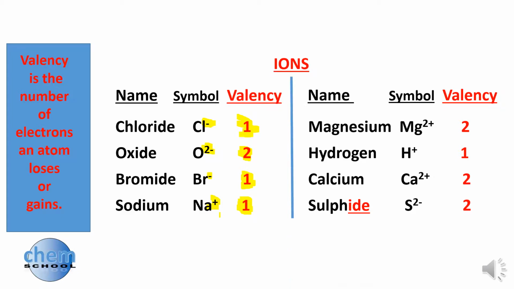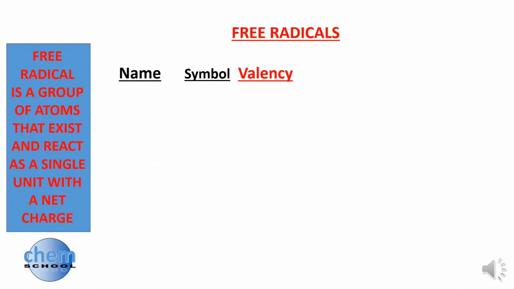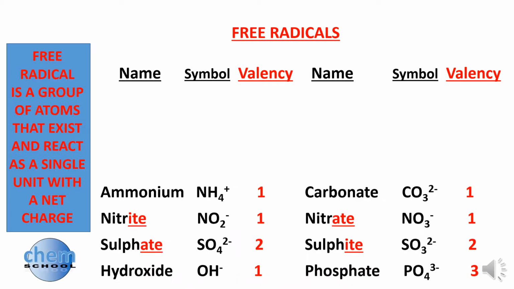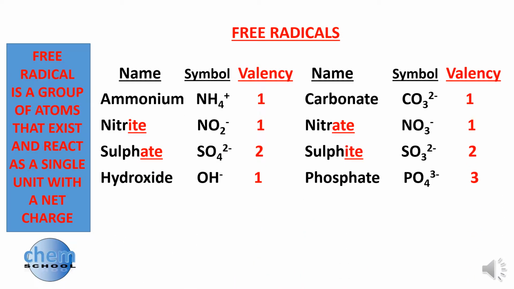Again, the next table shows the name, symbol, and valency of some of the free radicals. We shall simply refer to them as radicals. So what are free radicals? A free radical is a group of atoms that exist and react as a single unit with a charge. Take a keen look at the radicals again.